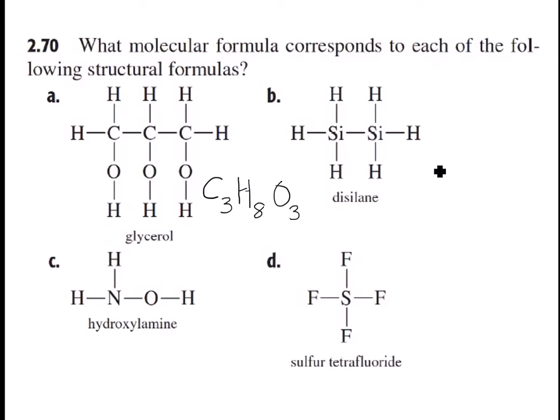Disilane. Okay, I'm going to start again with the center atom, Si, and I've got 2 of those. And hydrogens, I've got 1, 2, 3, 4, 5, 6 of those. This is the molecular formula for disilane. Hydroxylamine, okay, I've got 1 nitrogen, I've got 1 oxygen, so I don't need to write the 1 down here, and I have 3 hydrogens. Okay, so that would be hydroxylamine. And sulfur tetrafluoride, again, I start with a central atom, so sulfur, and I have 1 of those, and fluorides, I have 4 of those.